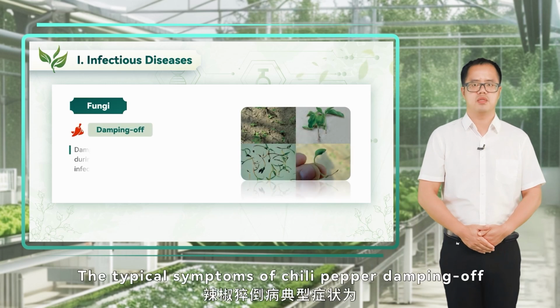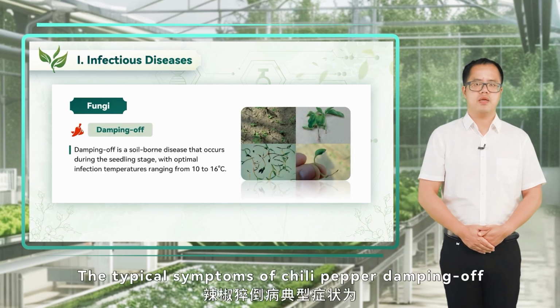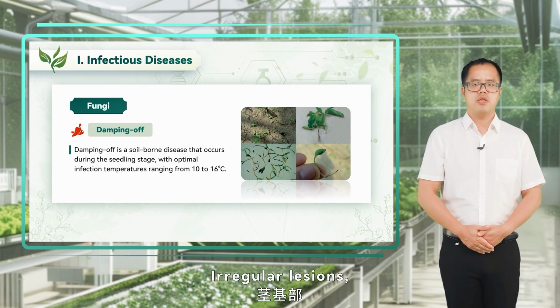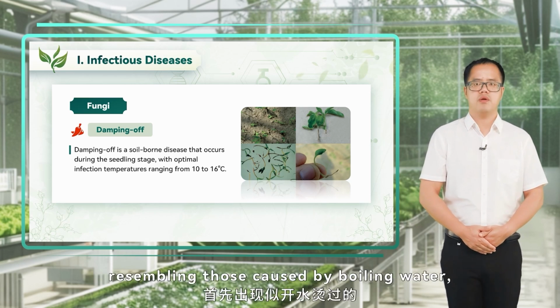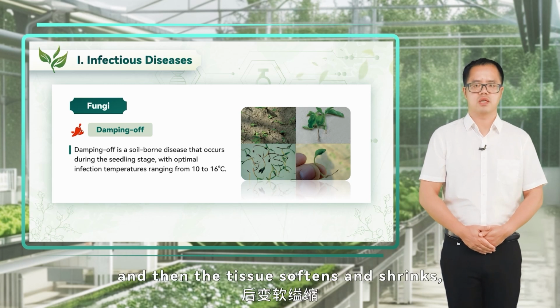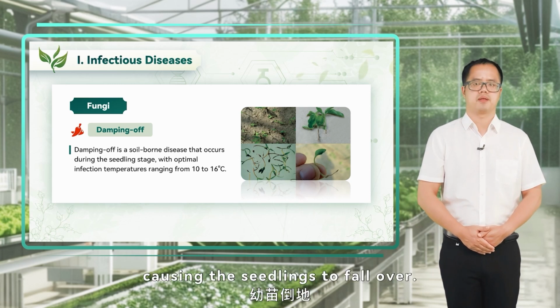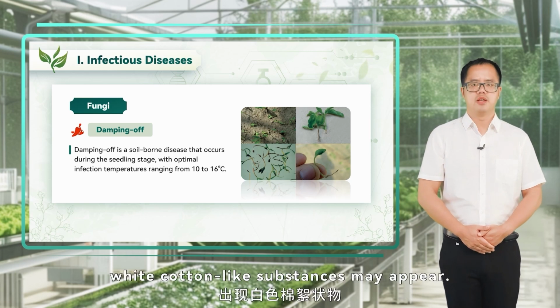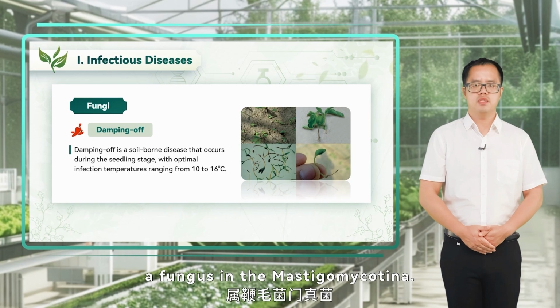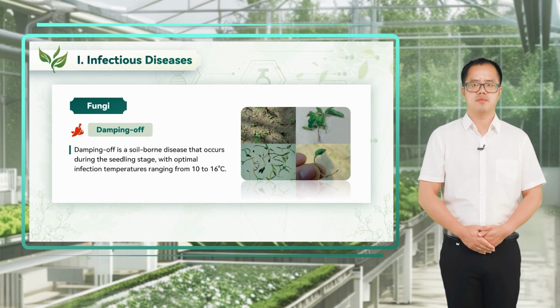Damping off. The typical symptoms of chili pepper damping off include the seedlings being highly susceptible. Irregular lesions, resembling those caused by boiling water, first appear at the base of the stem, and then the tissue softens and shrinks, causing the seedlings to fall over. When humidity is high, white cotton-like substances may appear. The pathogen is Pythium aphanidomatum, a fungus in the Mysticomycotona.